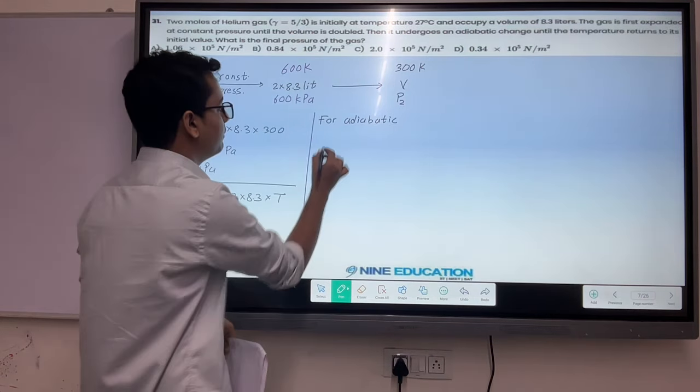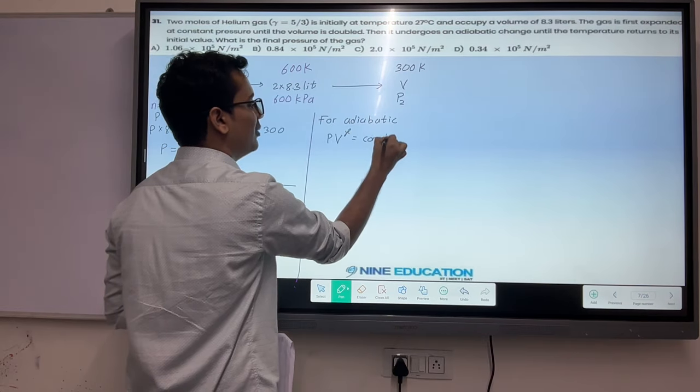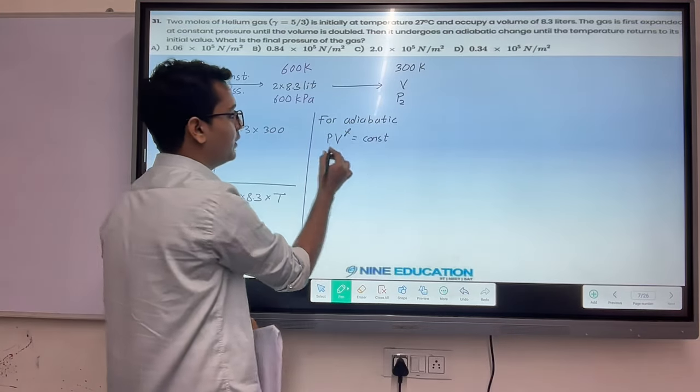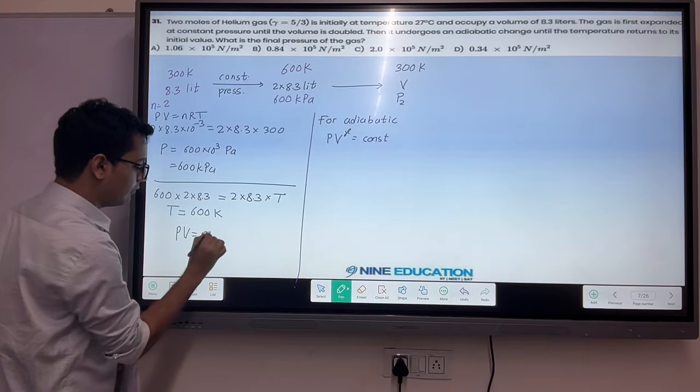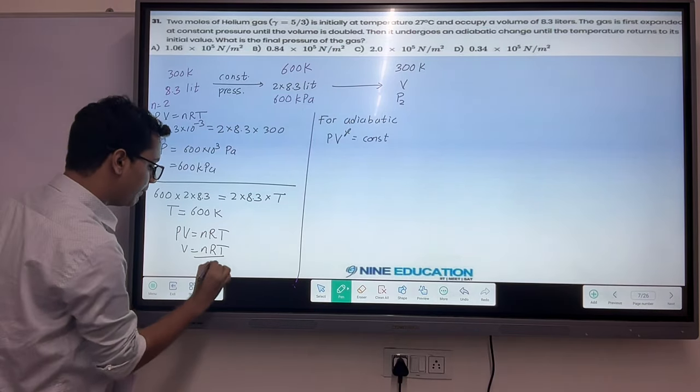How do I find that? I have the relation PV power gamma is constant, but I don't know the volume as well. So I will convert this volume into temperature. Again you have PV is equal to nRT, so that volume is going to become nRT by P.